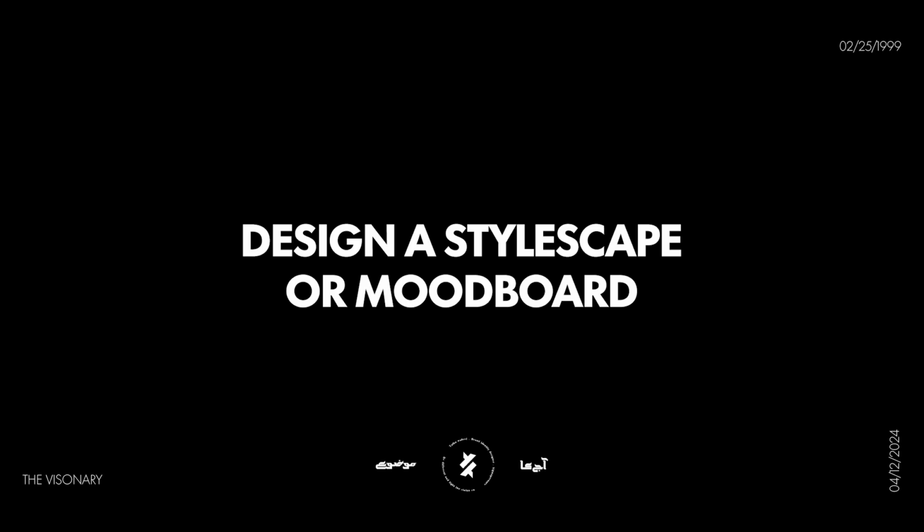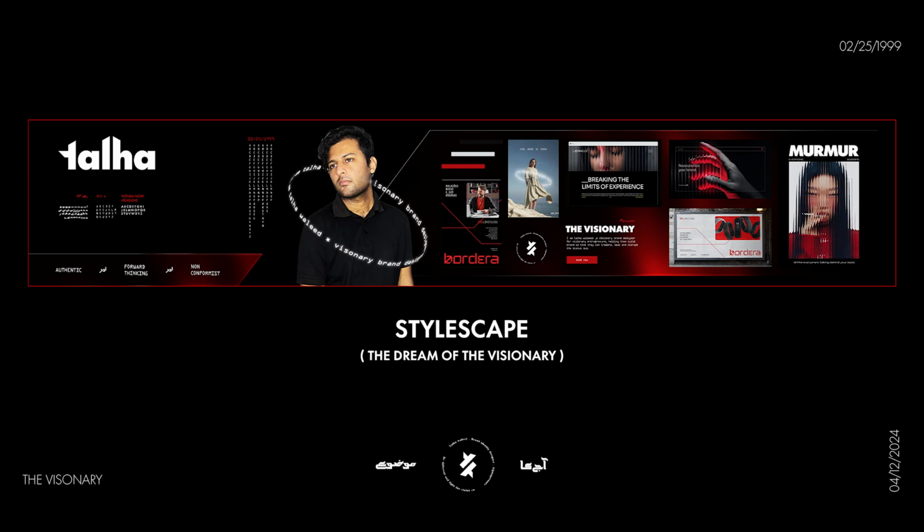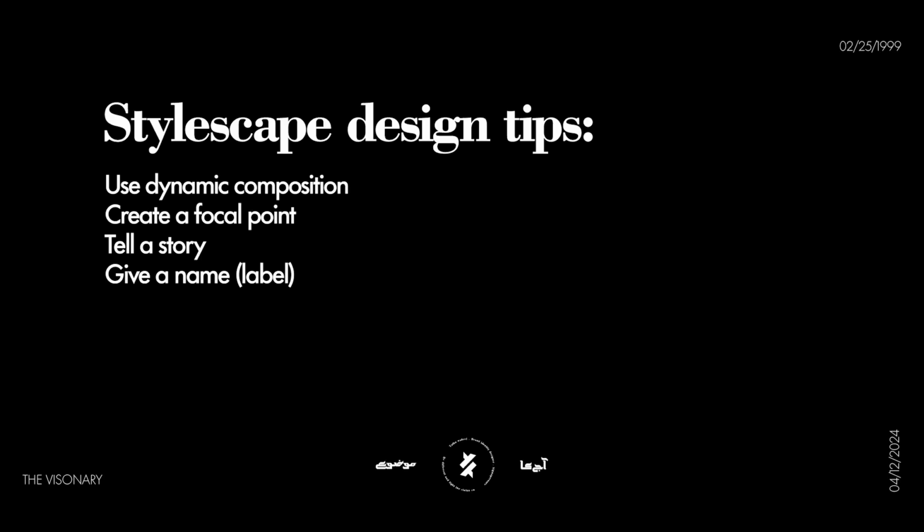Step 6. Design a stylescape or a mood board. Now use these organized references to design a stylescape or a mood board to represent your idea in a more cohesive and unified way. Remember these few tips while designing a stylescape. Use a dynamic composition while designing your stylescape and create a focal point in your stylescape. From left to right, try to tell a story.